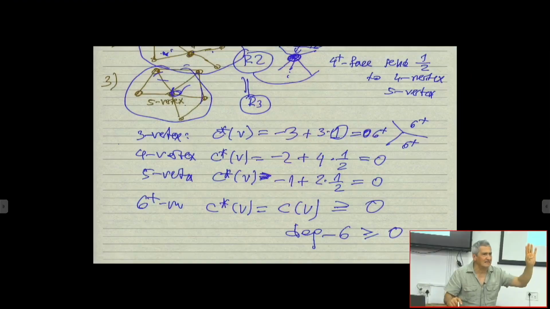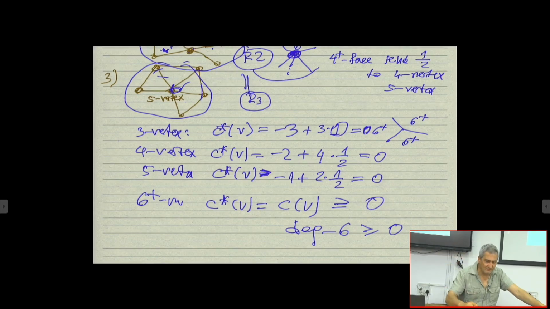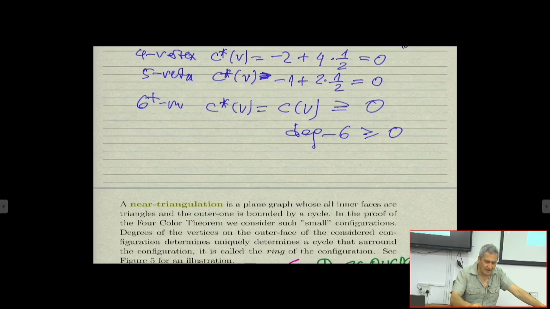And now we have to check the faces. 3 faces do nothing. It's okay. 4 faces: how much charge can they send? To each vertex it sends at most 1/2. It had initially 2, minus 4 times 1/2, so it will be at least 0. What is next? 5 faces. Let's check also 5 faces, and then we do something in general.